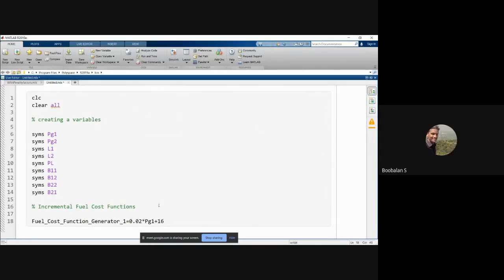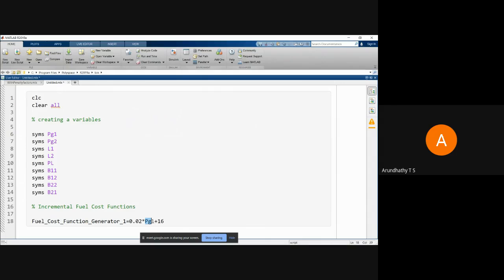Shouldn't we declare this variable, fuel cost? This is a variable name, a simple variable, like x equal to 5. Instead of x, I'm creating this name. But my question is, shouldn't we declare this first and then give the value, that is, type syms fuel cost function generator 1? Okay, you can do it, no issue. But this way also it will work.